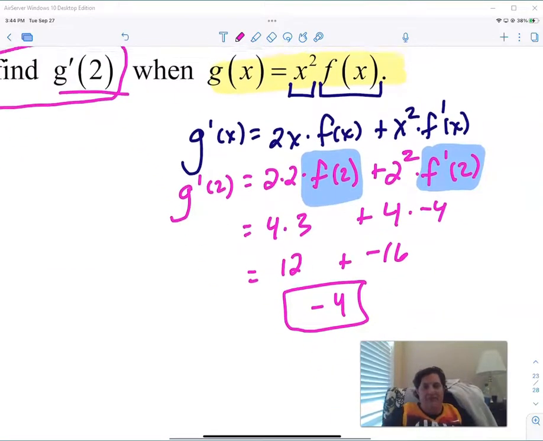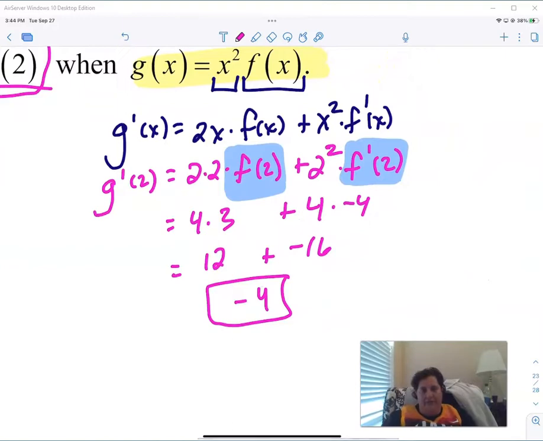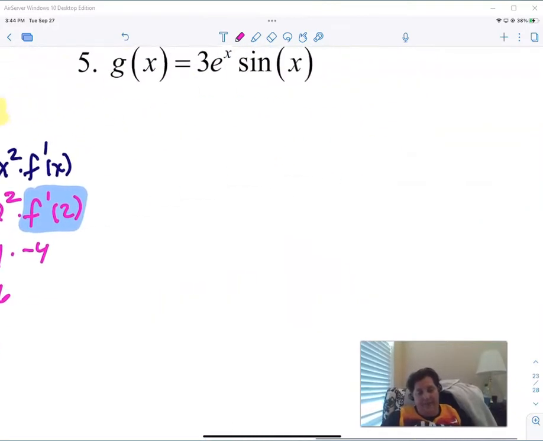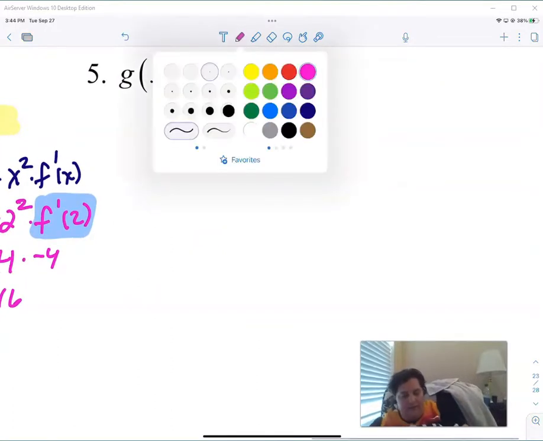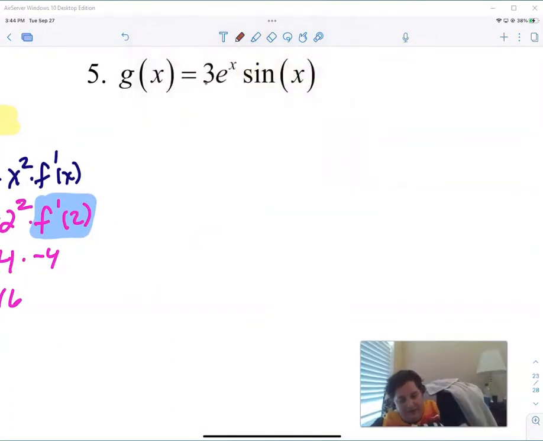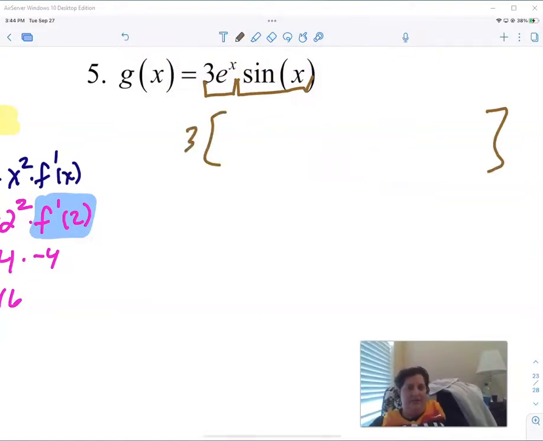Okay? But I have to use a product rule for that because it was two separate functions. One was known, one was not known. All right? Okay, what rule is this? Pretty easy to see this one. Product rule.